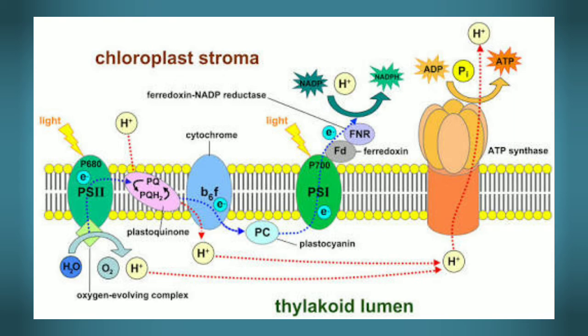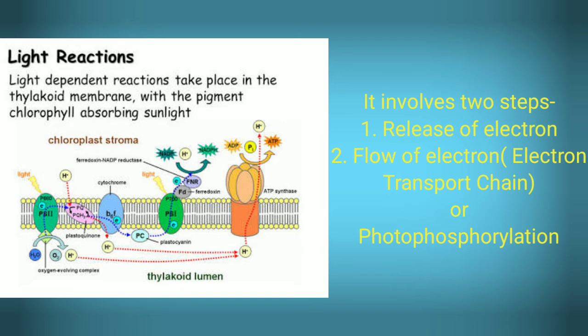Now let's discuss the mechanism of light reaction, which takes place in PS1 and PS2 in the thylakoid membrane.